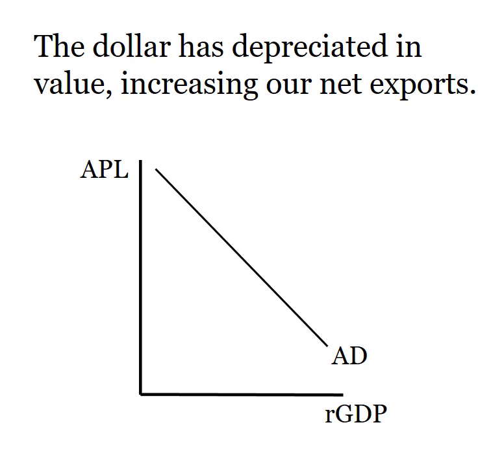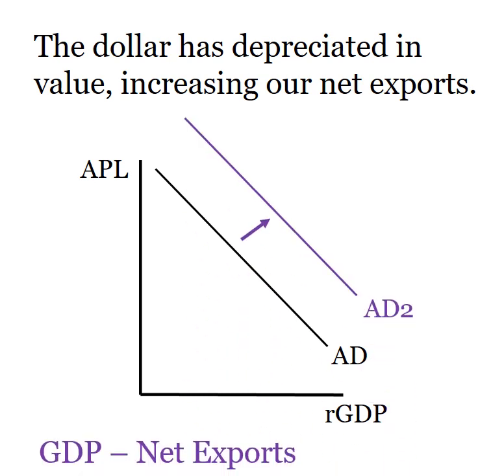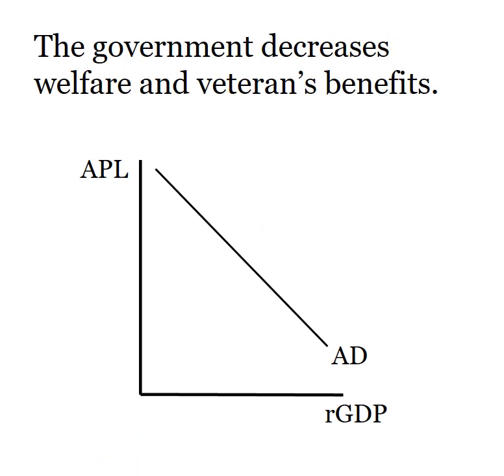So does that help? Have we figured out what the shift would be or the non-shift? Okay, if net exports go up, that's going to shift AD to the right, and the reason will be GDP, net exports. That's the part of GDP that increased. The government decreases welfare and veterans benefits. Think about what the category would be and what would happen to aggregate demand.